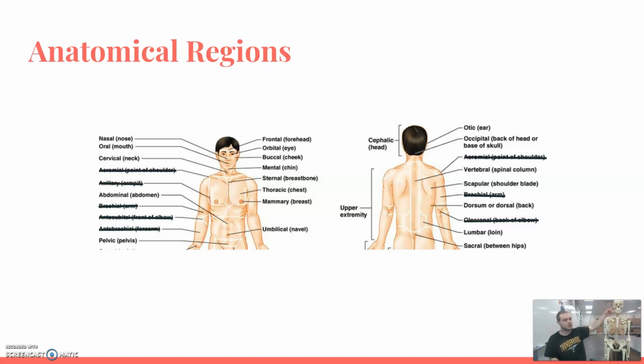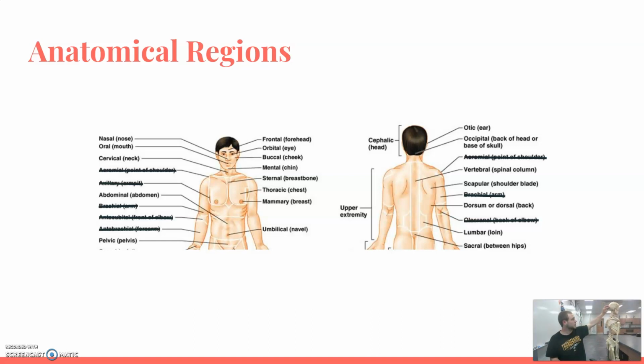The otic region is going to be your ear. Bart, he only has his external auditory meatus here. He doesn't actually have the auricles or the pinna coming out the side here, but the otic is the ear region. And on the back of the skull is the occipital region.